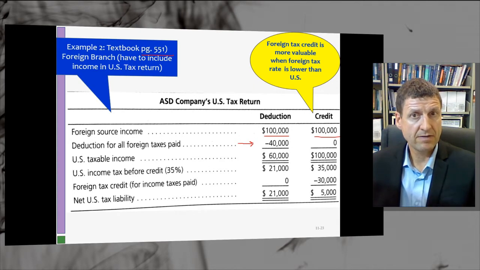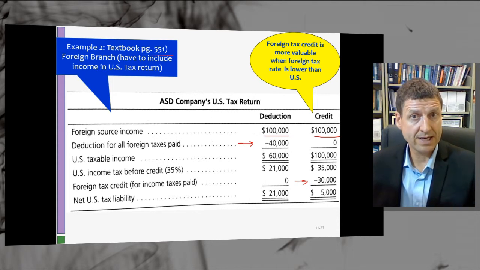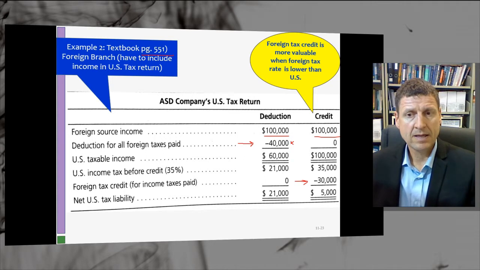the foreign branch. Under the credit approach, there were income taxes paid of $30,000, and there are other taxes paid of $10,000, making $40,000 here. Okay, notice that under the credit approach, the net tax liability is only $5,000 compared to $21,000 here. So keep these things in mind.